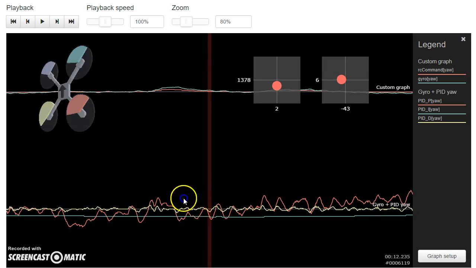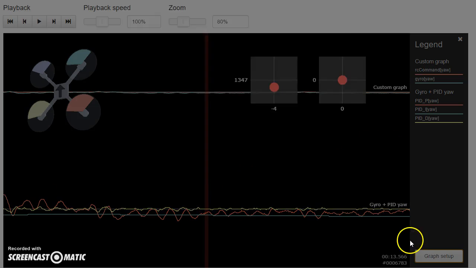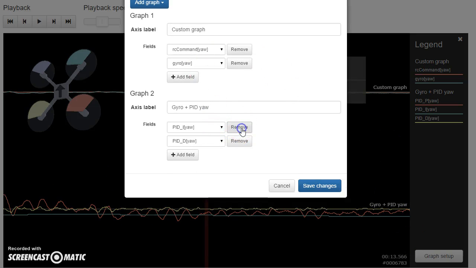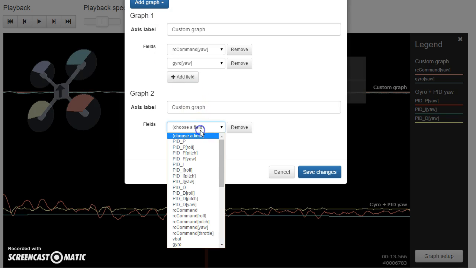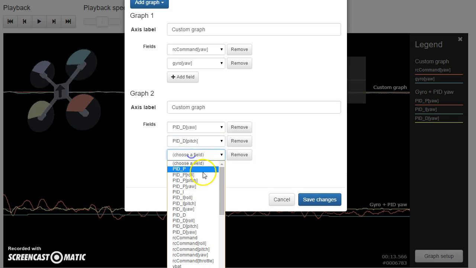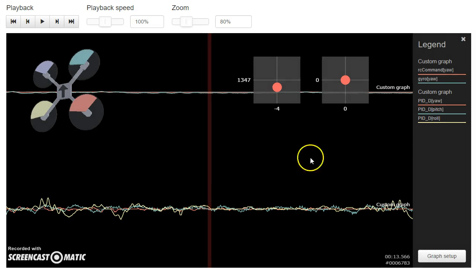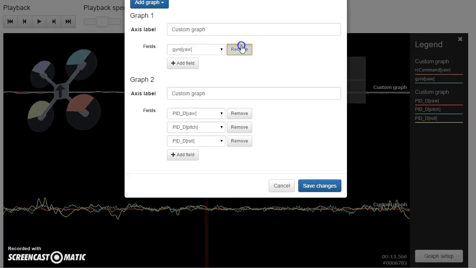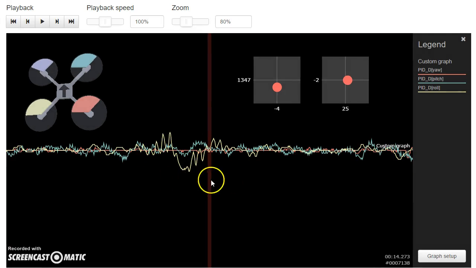As far as filtering goes, your D trace. Let's look at your other D traces real quick. I'm close to the limit on my recorder now, so I don't want to run out of time. Let's do a custom graph and PIDD sub yaw and PIDD sub pitch and PIDD sub roll. Oh, I could have just done PIDD. Whoops. And let's get these RC command out of there. And look at that.